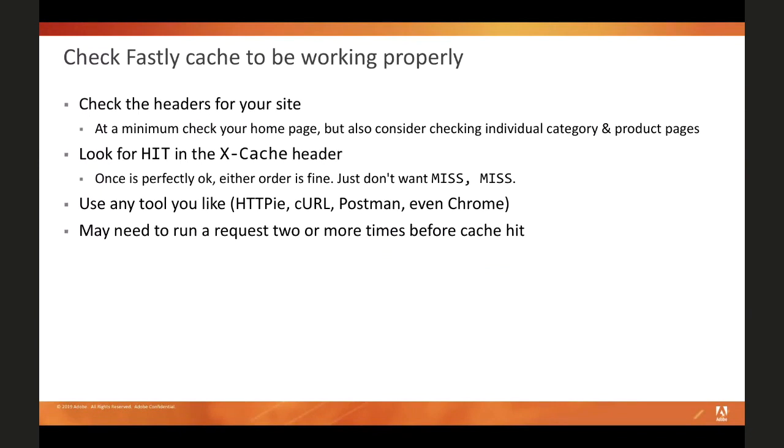The best way to do that is to look at the headers that come from the requests on your site. You can use any tool you want for that. I personally use HTTPie, curl, Postman. Even Chrome can do this for you. Ultimately, you want to look at the header X-Cache, and that will have two values. It will be either miss, hit; miss, miss; or hit, hit. You want to make sure that you see the word hit in that X-Cache header at least once. Doesn't matter if it's one way or the other, as long as at least one level of the cache has a hit.